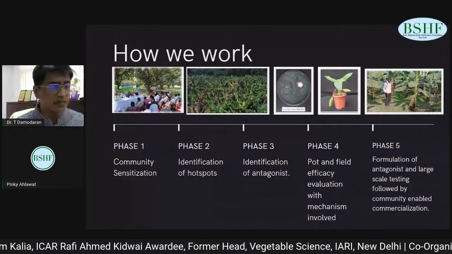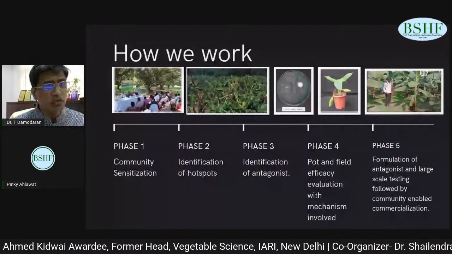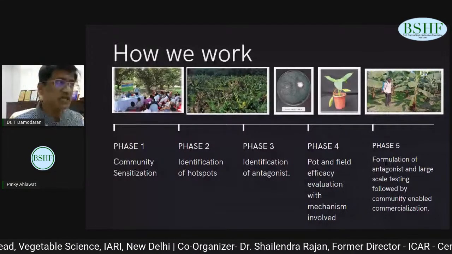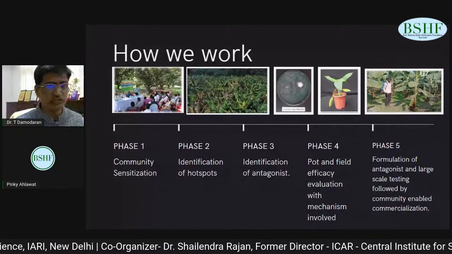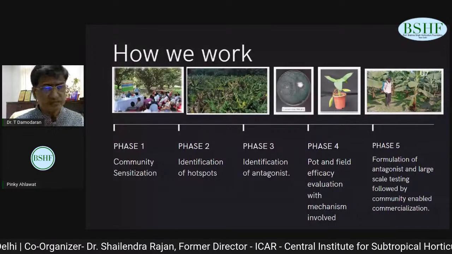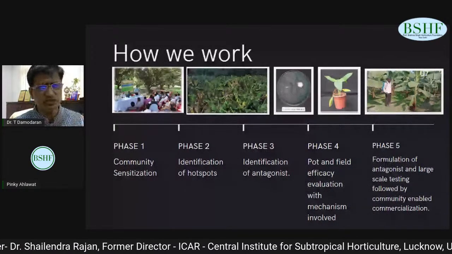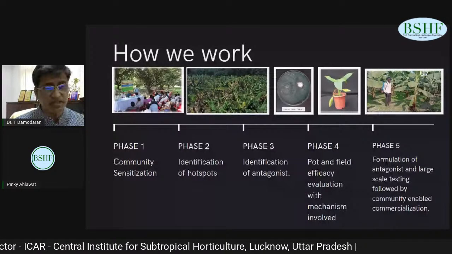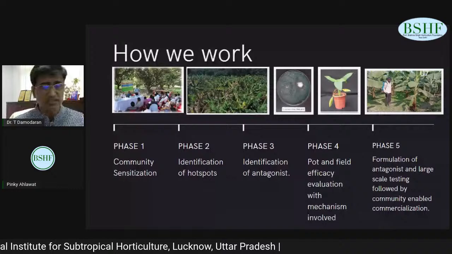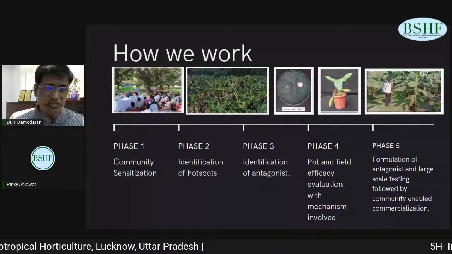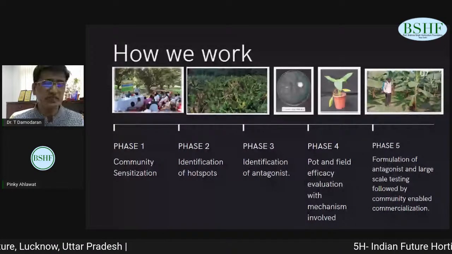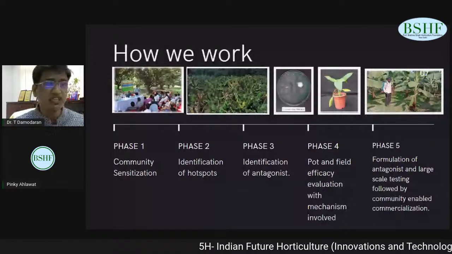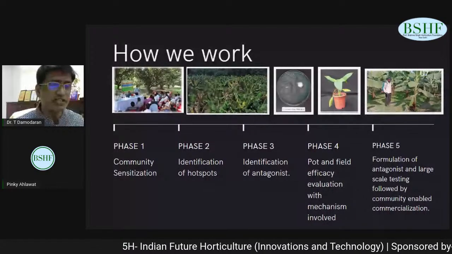So the second step is identification of hotspots. Without knowing where these hotspots are, we can't plan our control measures or containment measures. And the third thing is the immediate solution, because there are only three solutions. One is you should go for a tolerant variety, which is a permanent solution, but it takes years to come. Your second is awareness, which you're already doing, so that you can prevent the disease from spreading from one field to another. And the third thing was biological control. Biological control is the immediate measure and a tool.